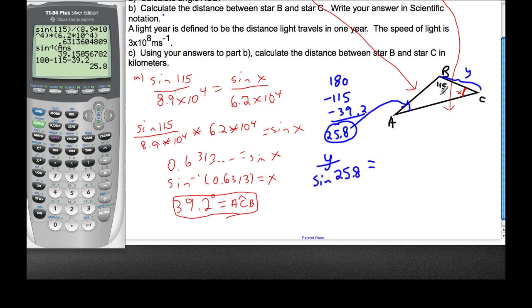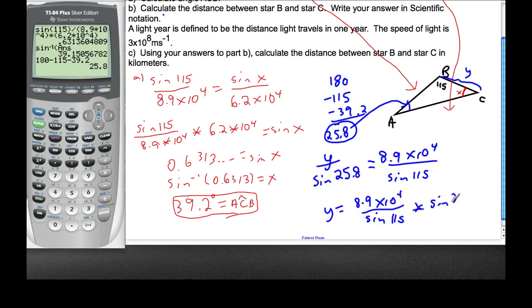And now we can pick either these sides or those sides. I'm going to pick these ones because then there's no rounding that's been done. Okay, so this length here, 8.9 times 10 to the 4 divided by sine 115. In order to solve for y, we take 8.9 times 10 to the 4, divide by sine 115, and multiply by sine 25.8.